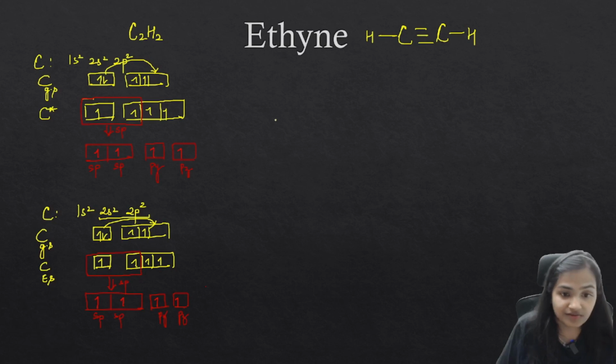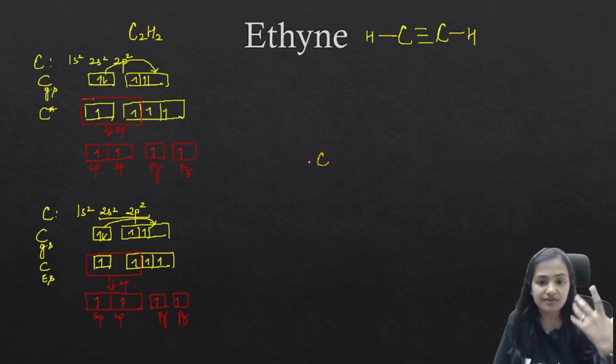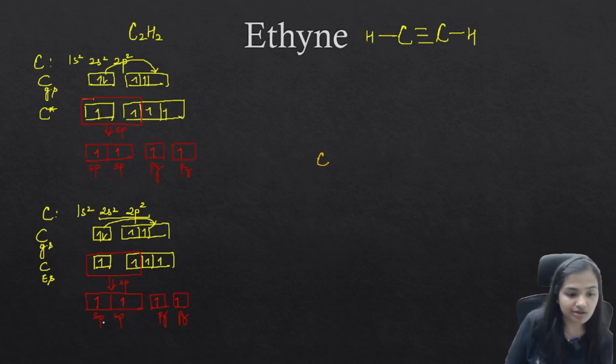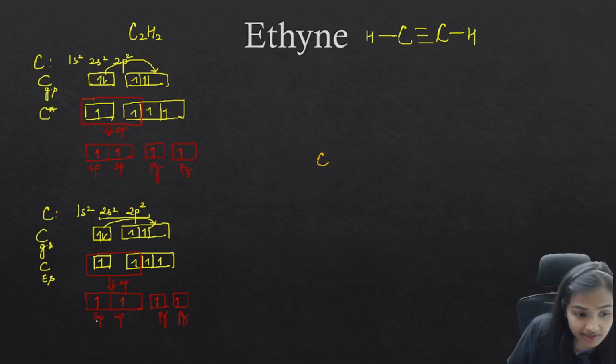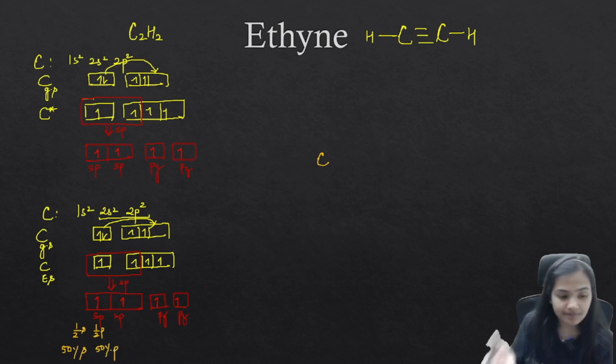I have to take many different colors so I can help you better understand what is happening between both the carbons. So let's take the first carbon. The first carbon has an sp hybrid orbital. Let's talk about its percentage of character. Here we can see that half is s and half is p. So 1 by 2 is s and 1 by 2 is p. So I can say that we have 50% s character and 50% p character.